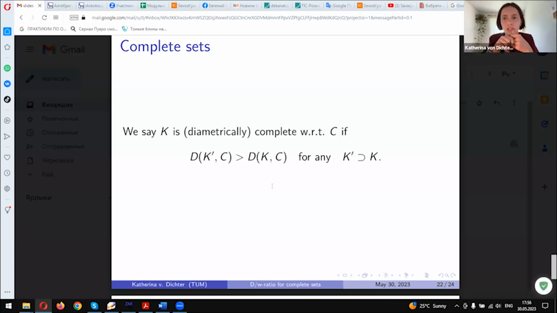What is interesting, though, is how good the approximation with a complete set is for the constant width sets. In other terms, we would like to know how big the ratio between the diameter and the width is for the complete sets. We know that for the constant width it's 1, and now we want to bound it for complete sets.